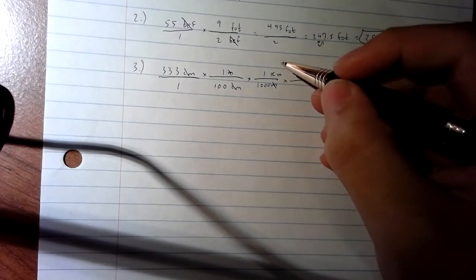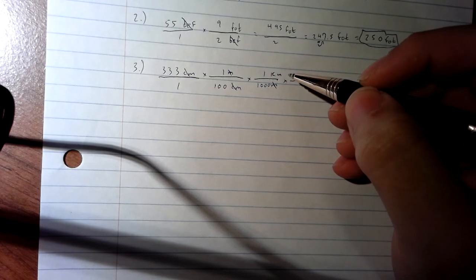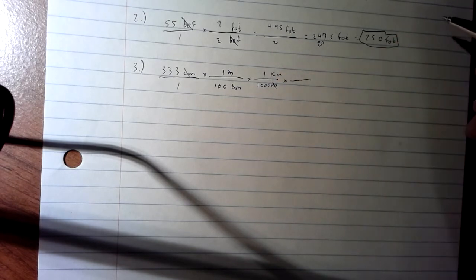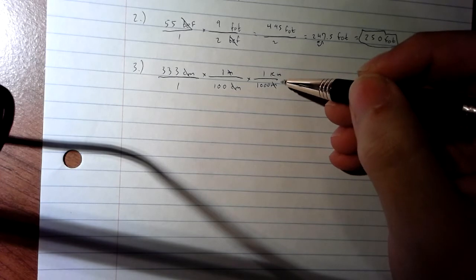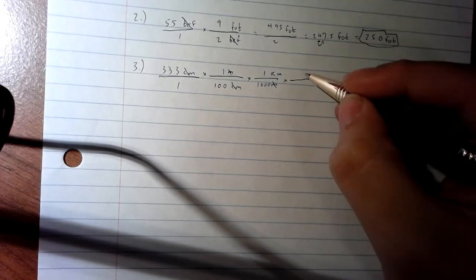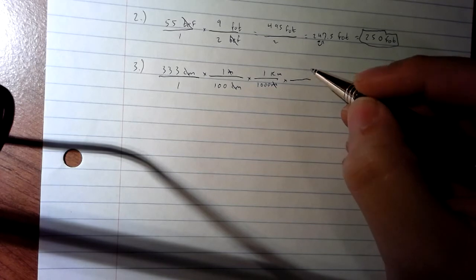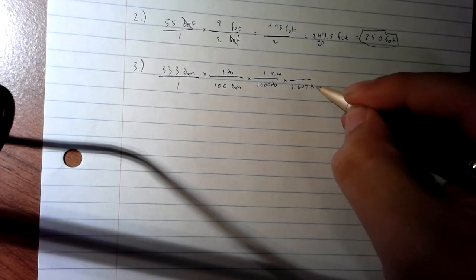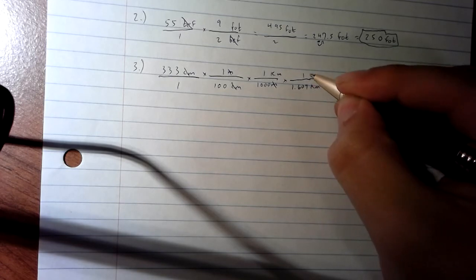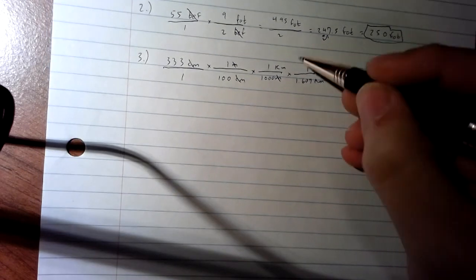Alright, so now we have 1 kilometer, and now we want to go to miles, right? So that is a conversion factor on the table. We have that 1 mile is how many kilometers? 1.609 kilometers. So I'm going to put 1.609 kilometers, and that's for 1 mile. Okay, nice.